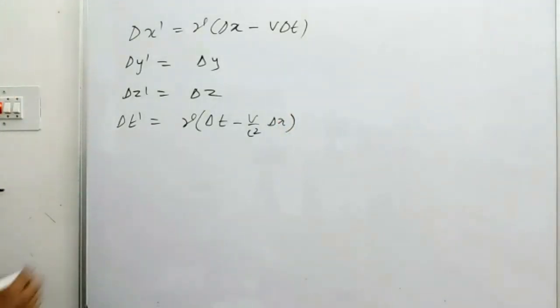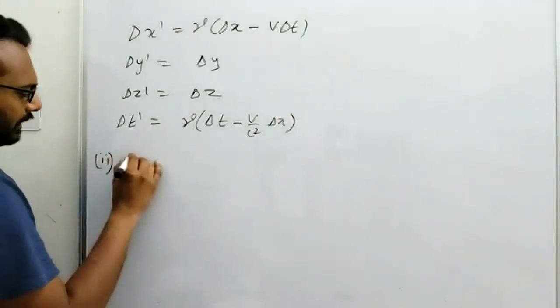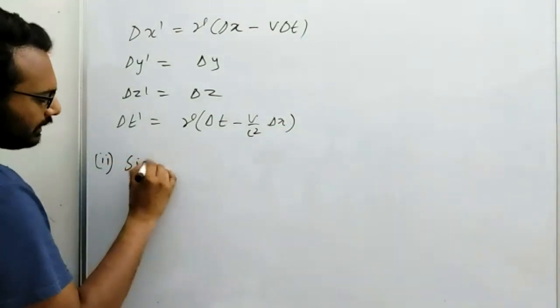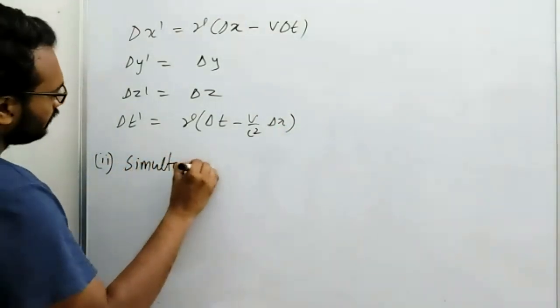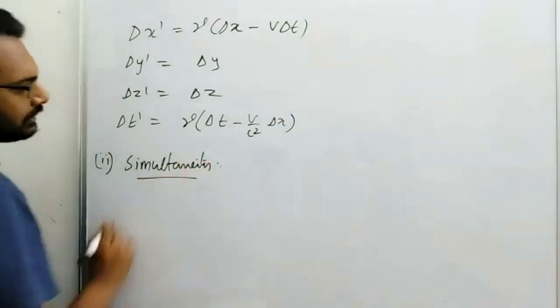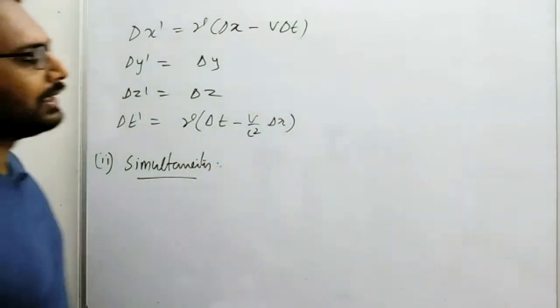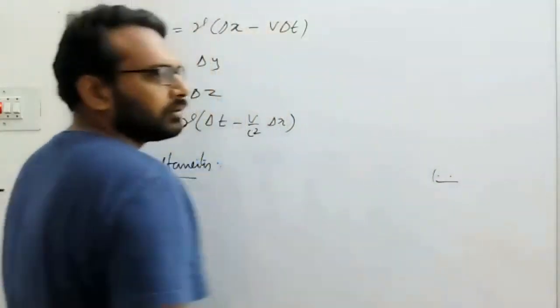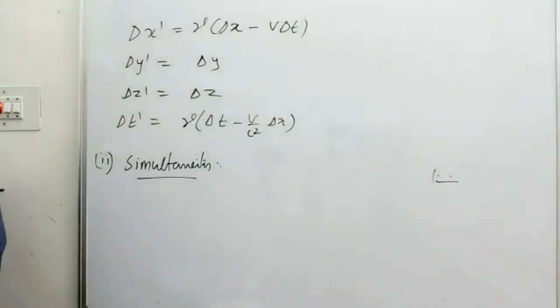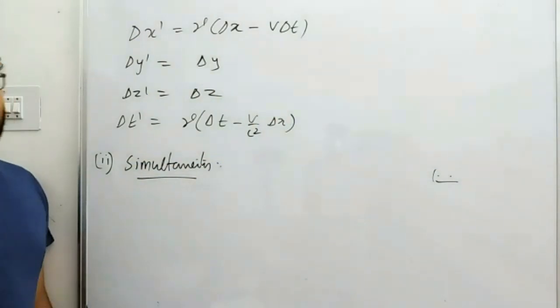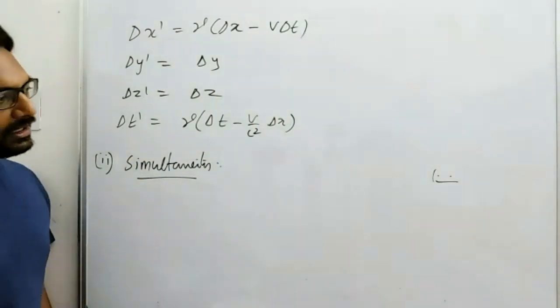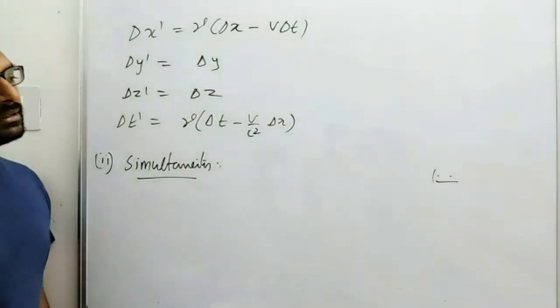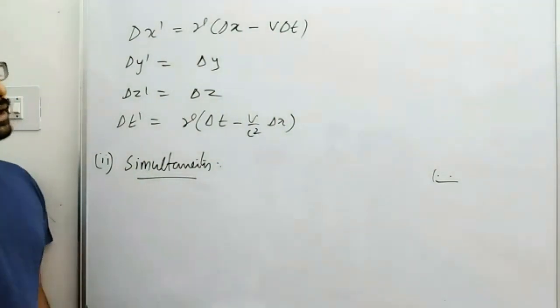Now let's talk about simultaneity, the relativity of simultaneity. In the Galilean or Newtonian idea, if two events are simultaneous in one frame, every observer would agree that these two things happened at the same time. But in the case of relativity, that's not the case. If an observer says that two things are simultaneous, there are always other observers who say that it's not simultaneous.